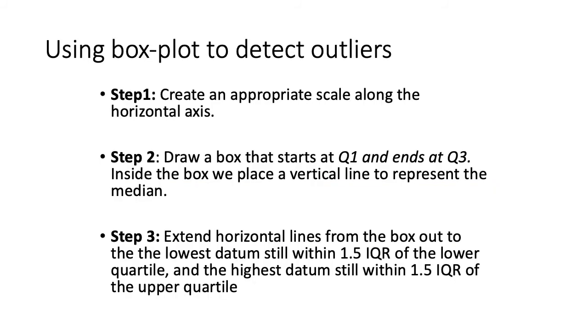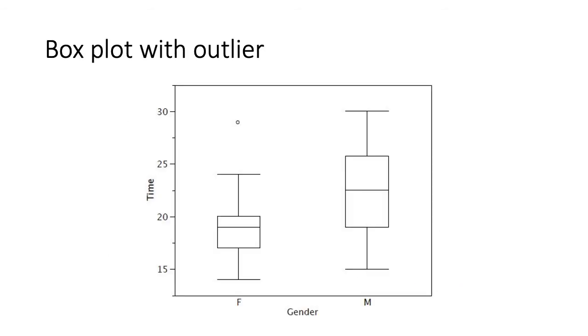How do we use a box plot to detect outliers? Well, first, we have to create an appropriate scale. Second, we draw a box that starts at Q1 and ends at Q3. Then we extend the horizontal lines of the box out to the lowest datum still within 1.5 IQR of the lower quartile, and the highest datum still within 1.5 IQR of the upper quartile.